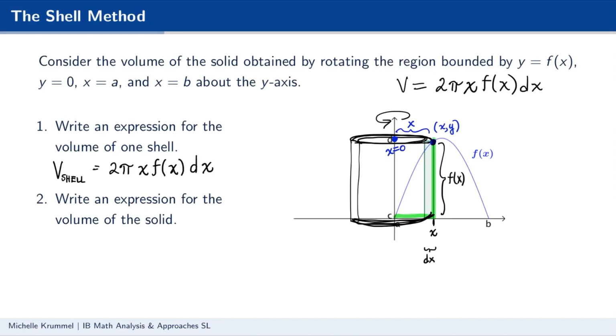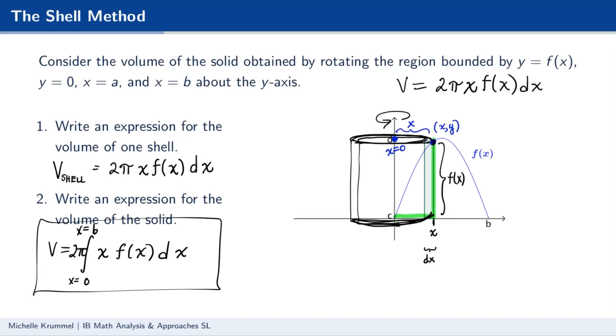And then if we want the volume of the solid, we have to add up all of these shells. And we do that using an integral. So we are going from x equals 0 to x equals b in this case, 2 pi, and the 2 pi is a constant multiple, so we can bring that out. I didn't leave a lot of room, but we can bring that to the outside, or not. You can leave it in if you prefer. X, f of x, dx. And that is our formula for shell method here.